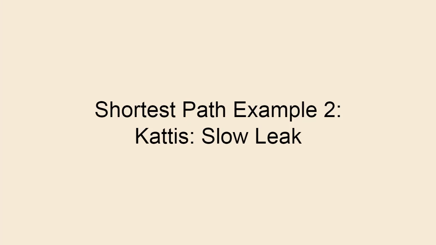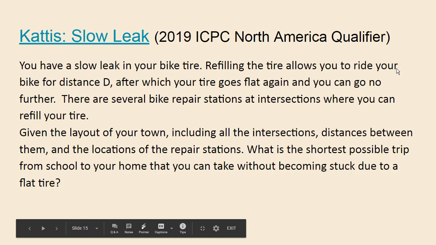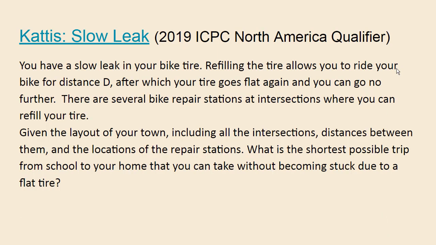Let's look at the second example for shortest path. This is also on Kattis. The problem is called Slow Leak. And this is one problem in last year's ICPC North America qualifier.